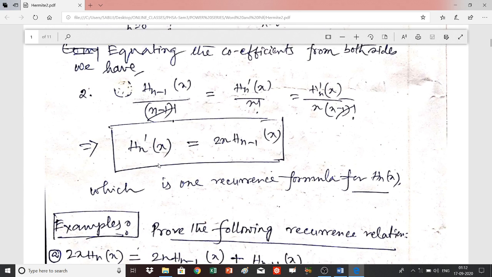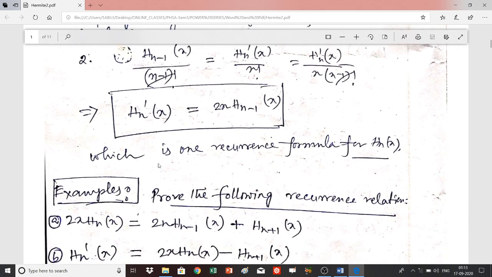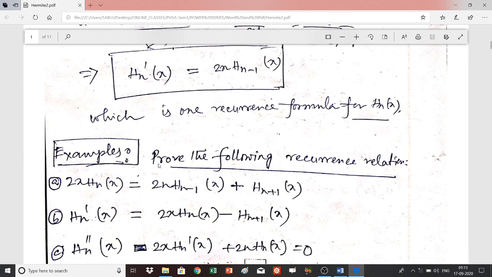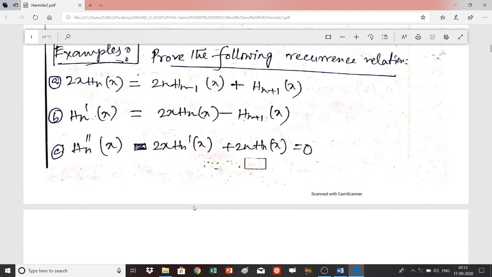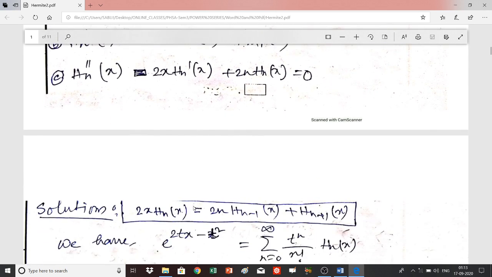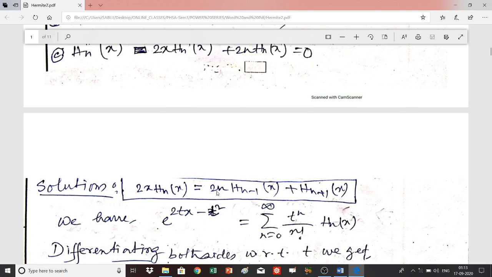This formula will be utilized in different cases to prove different identities. Now there are some recurrence formulas which we have to prove, and using these equations we prove these identities. Now come to the first identity, that is 2x Hn(x) equal to 2n Hn minus 1(x) plus Hn plus 1(x).